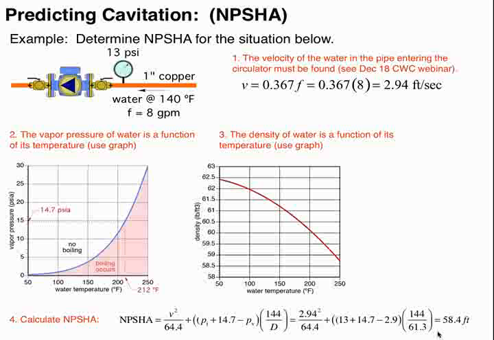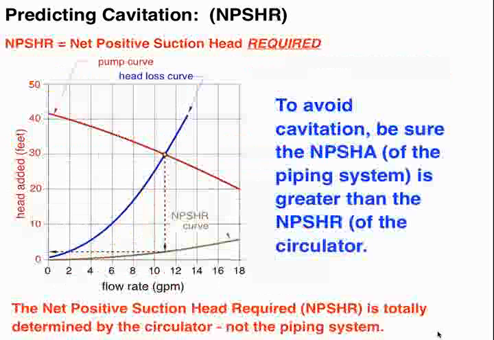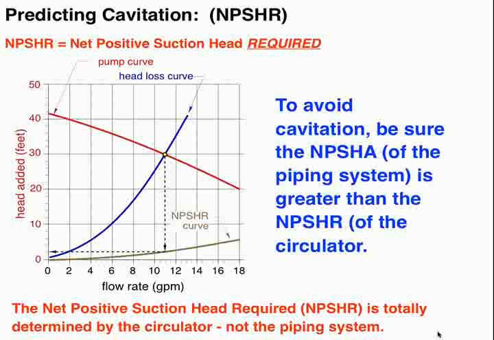What we're going to do next, though, is compare it to something called net positive suction head required. This is totally determined by the circulator. Manufacturers will test circulators, and they will come up with another curve. We've talked about the pump curve. That's the red curve here. But manufacturers will also plot out a curve called net positive suction head required. You tend not to find these curves for small circulators, but for commercial-sized circulators, take a look. There's usually another curve or data where you can find this.